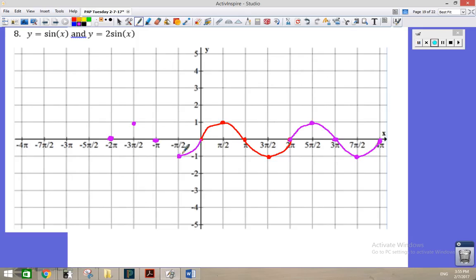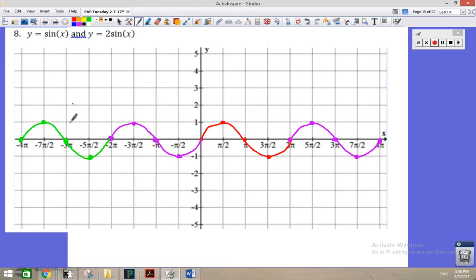This comes down like this. If I do one more cycle, it goes down, back up to the center line, back up to the top, back to the center line. So here is my parent function, my basic sine curve. What I'm going to do to that now is a vertical stretch. It's going to stretch. All the y values get multiplied by 2.